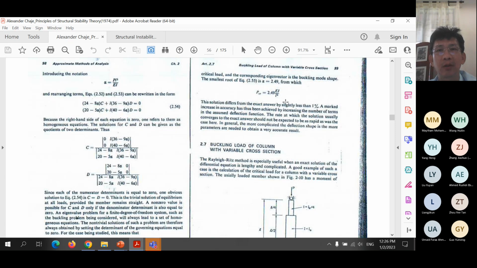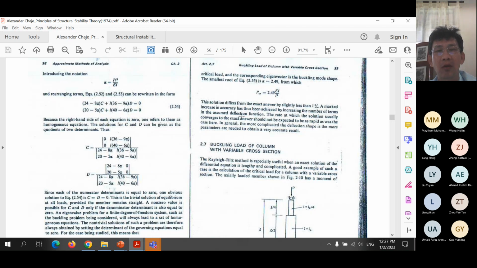We compare with the exact one, which is 2.46. So this is higher than the exact one by only about 1%. By adding a term which is cubic, we have improved the accuracy very much in this case. But there is a remark here. A very significant increase in accuracy from 21% to only 1% difference has been achieved by just increasing the number of terms in the assumed displacement functions.